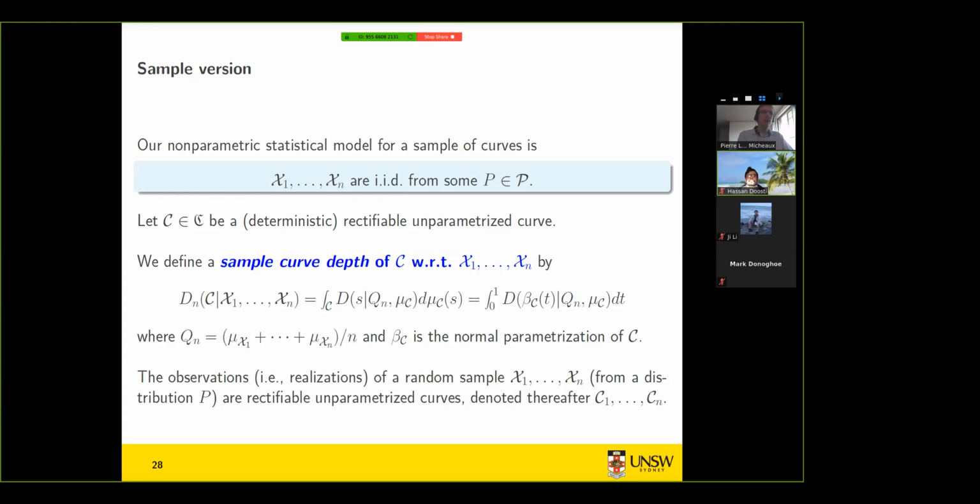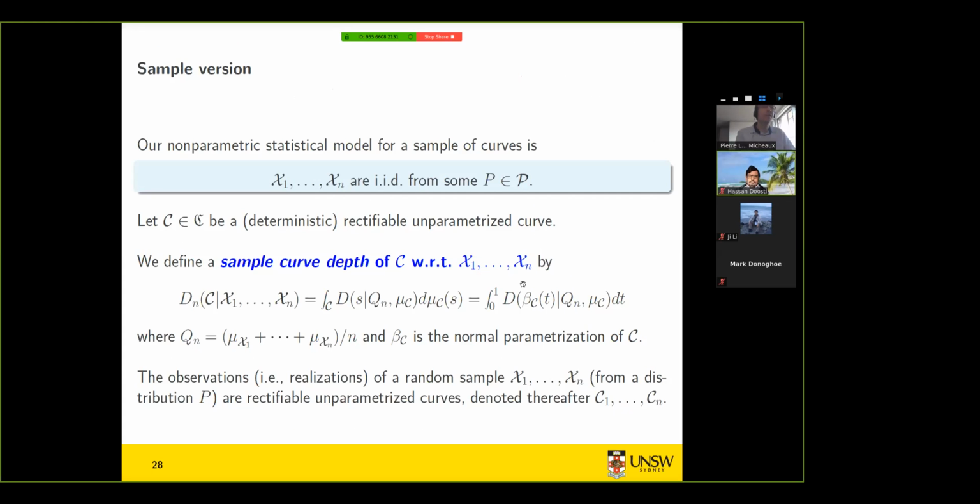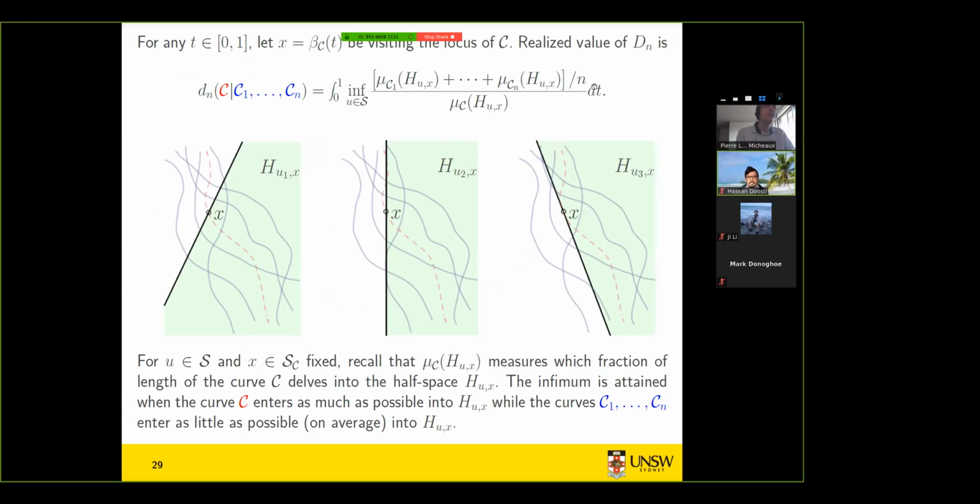So maybe we can spend 1 minute on trying to understand the rationale behind this formula. So this formula that I just introduced, because beta C is the normal parameterization, and Qn is defined like that, it's not very difficult to see that we can rewrite this formula like this, right? And now we want to compute the infimum of this formula. So this is minimum when the denominator here is large and the numerator is small, right? So we want mu C to be large, and we want this part at the top to be small.